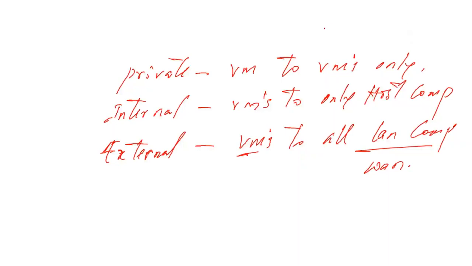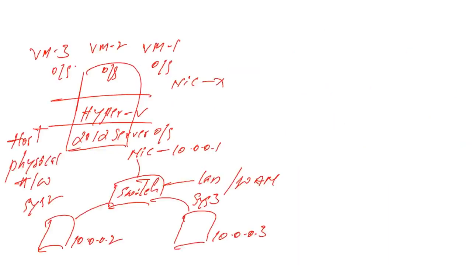Okay, so please write down. See here, the method and procedure is the same when you're creating a private virtual switch, an internal virtual switch, or an external virtual switch. But you have to remember what the use of each one is. I want to connect my virtual machines to all LAN computers, so I require an external virtual switch here.